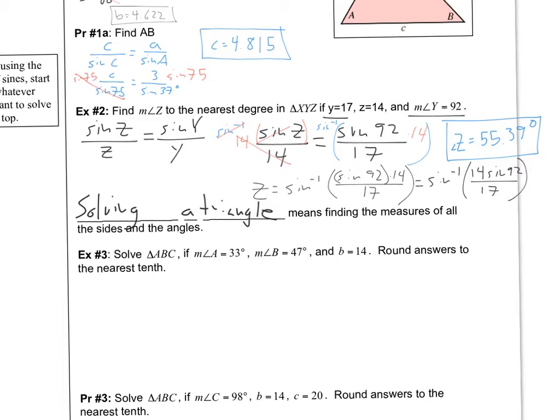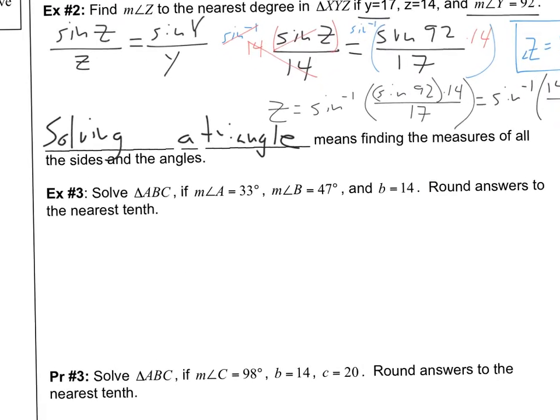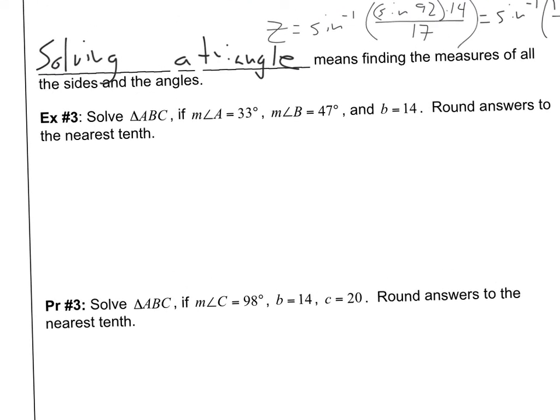So let's do that here for example number 3. It says solve triangle ABC, so we know this angle, we know angle B, and we know side B. Looks like we could find angle C pretty easily. So let's do that first since that seems like the easiest step. Again, all the angles should add up to 180, so 180 minus 33 and minus 47 leaves us with 100 degrees.